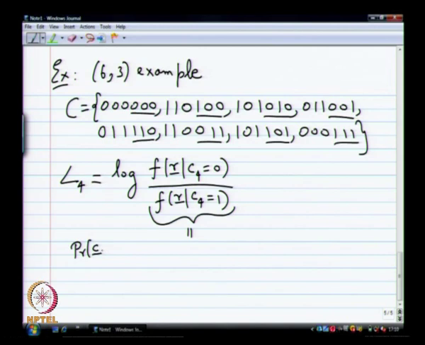C equals, okay, what are the possibilities for C given that C4 is 0? Okay, so you have this one and this one. It is enough if you only look at these 4 possibilities, and you can also assume all those are equally likely, because I said all the code words are equally likely. So, you can assume these 4 are equally likely. The others will have probability 0. So, each of these 4 will have probability 1/4.